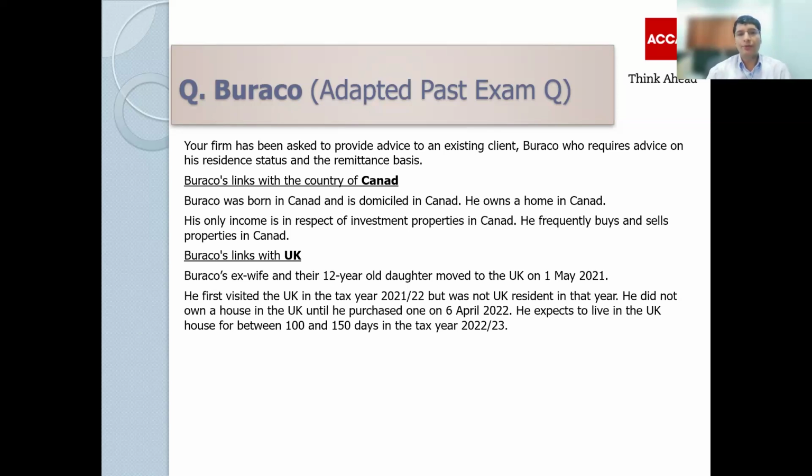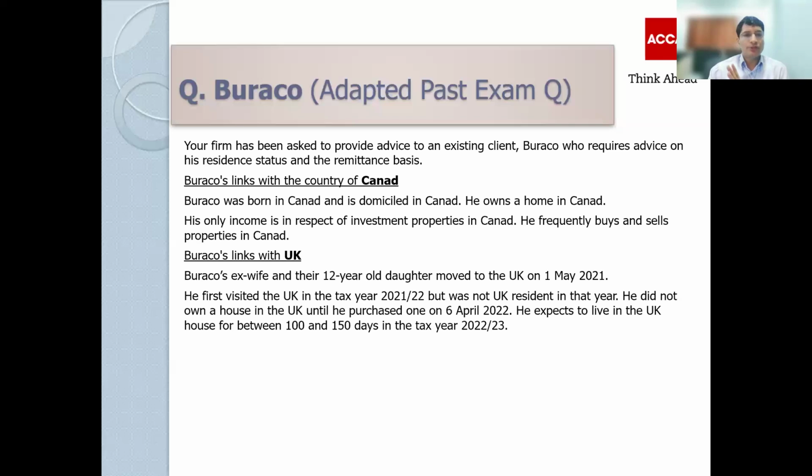He first visited, look at here. He first visited to the UK in the tax year 21-22, but was not resident in the UK at the time. But here we don't know how many days he spent in 21-22. He did not have a house in the UK until he purchased on 6th of April 2022. So basically, at the start of the tax year 22-23, which is 6th of April 2022, he bought a house in the UK.